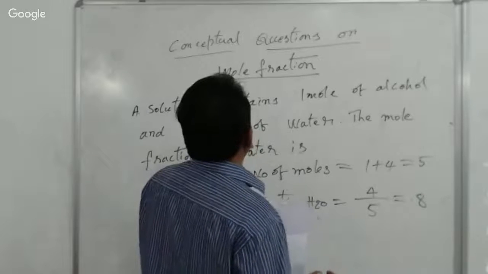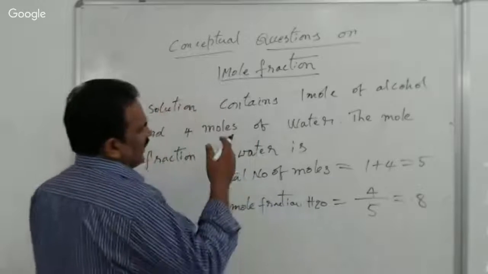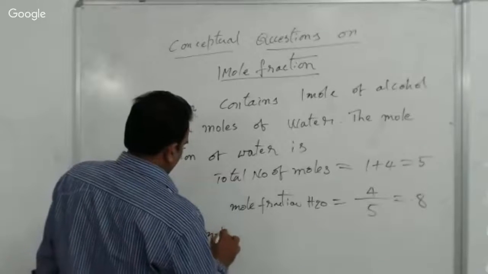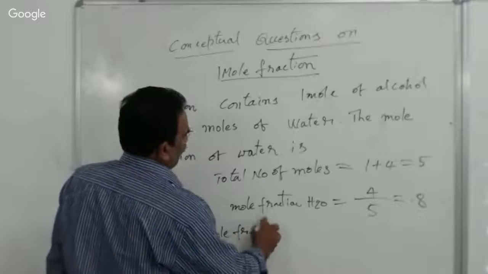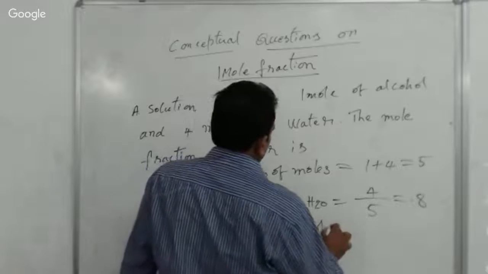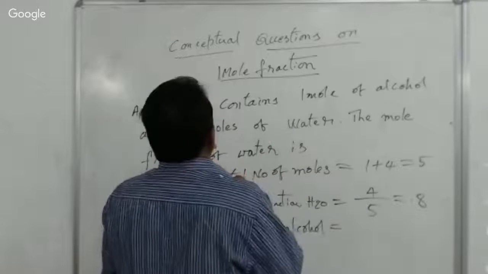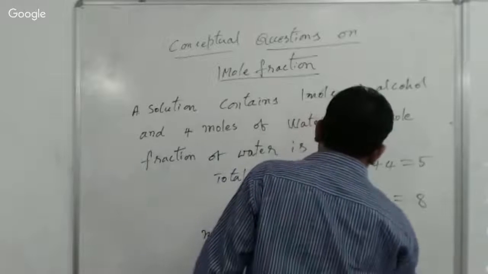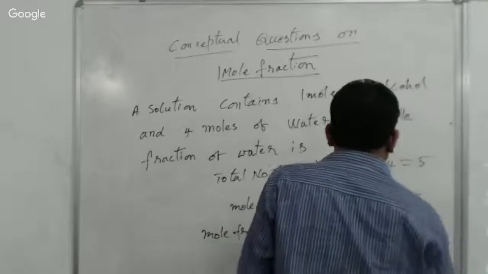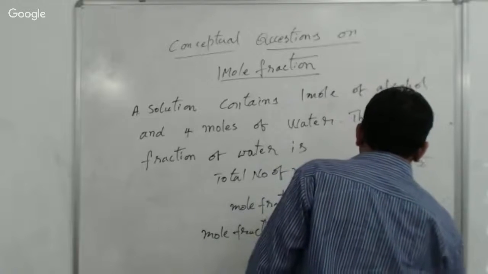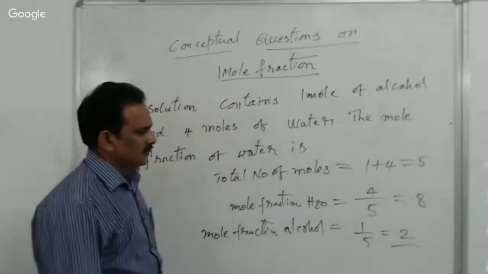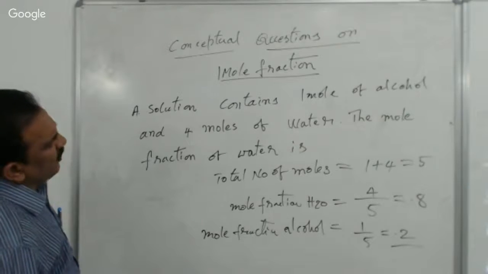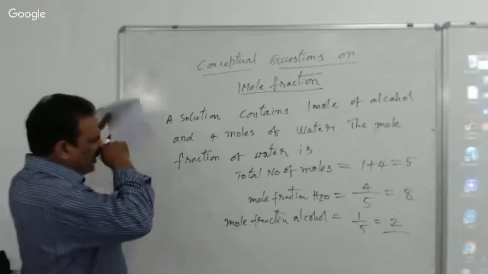In the same manner, we find the mole fraction of alcohol. We have 1 mole of alcohol, so it's 1 by 5, which is 0.2. A solution contains 1 mole of alcohol and 4 moles of water. The mole fraction of water is the number of moles of the component over the total.